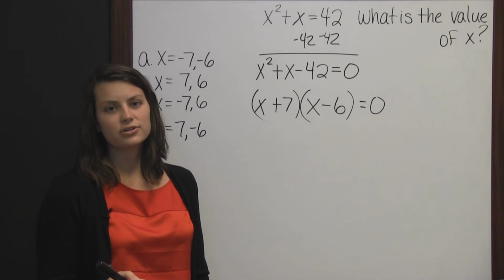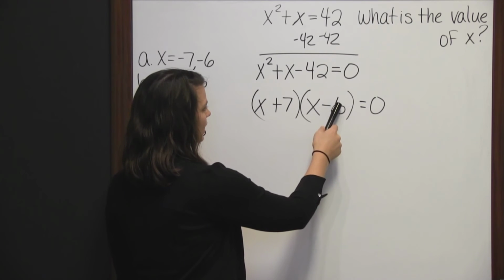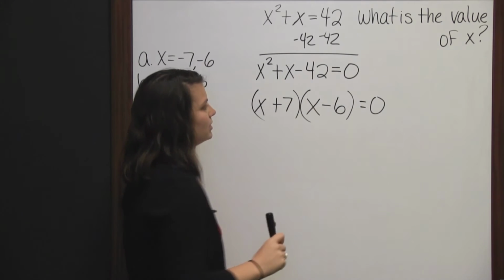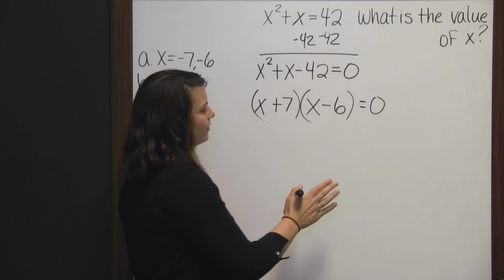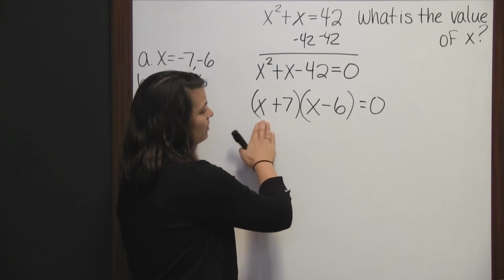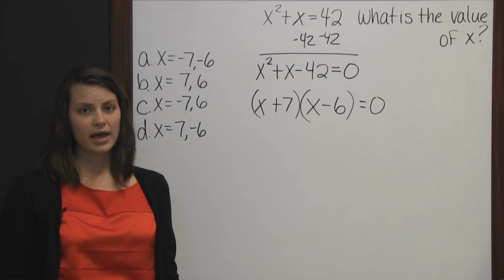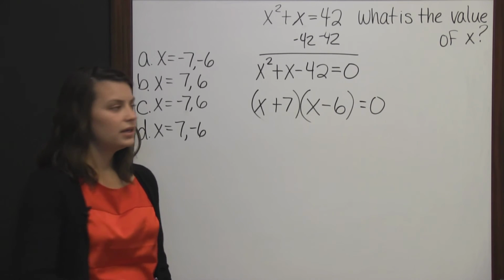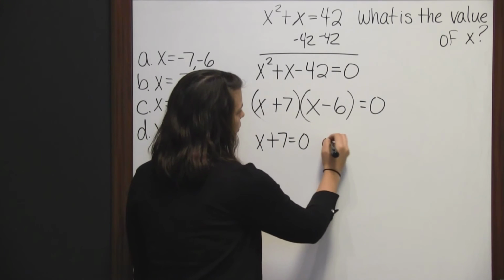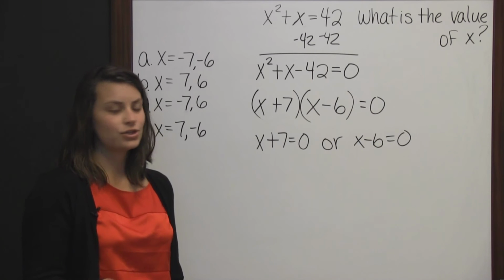7 times negative 6 is negative 42, and 7 plus negative 6 is a positive 1. You can always check your factoring by foiling. x times x is x squared. x times negative 6 is negative 6x. Plus 7x is x, and 7 times negative 6 is negative 42. What I have now is that some number, and I don't know what it is because I don't know what x is yet, but some number times another number is 0. And the only way to multiply two numbers together and get 0 is if one of your numbers is 0. Which means either x plus 7 has to be 0 or x minus 6 has to be 0.